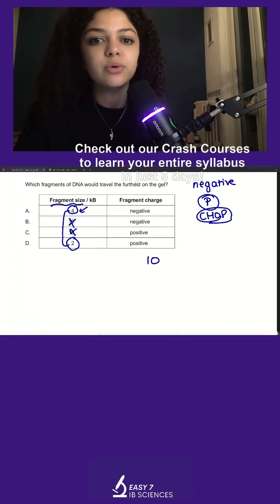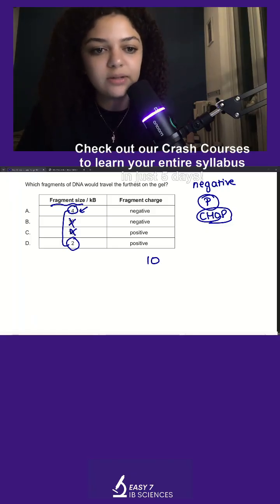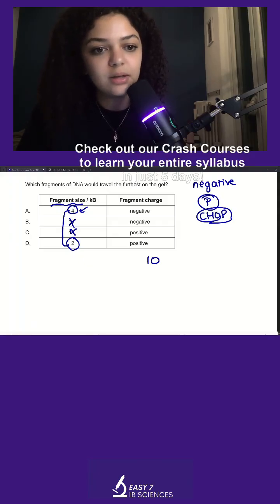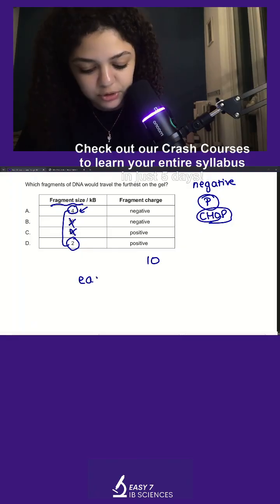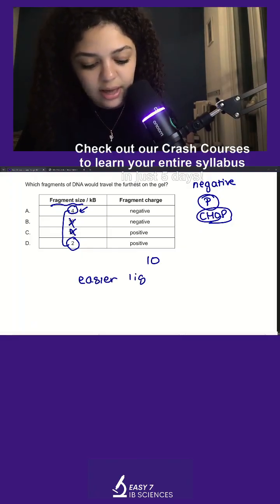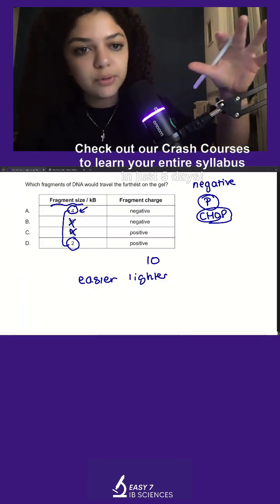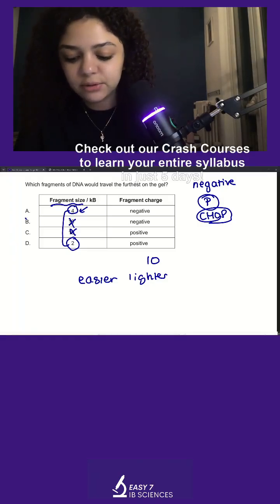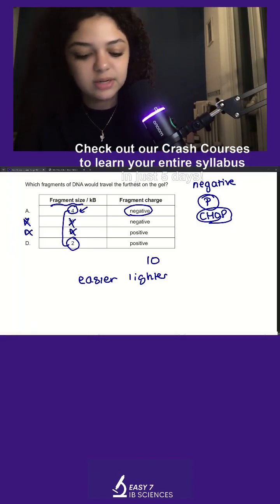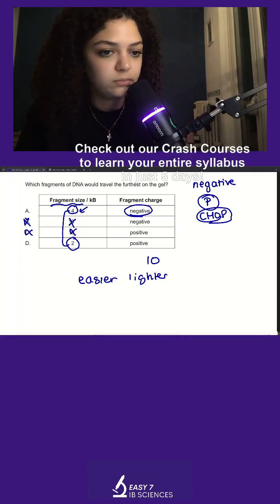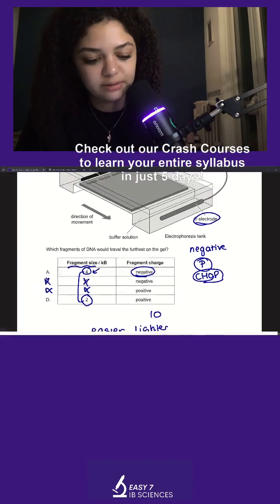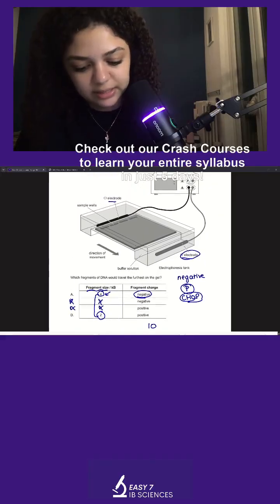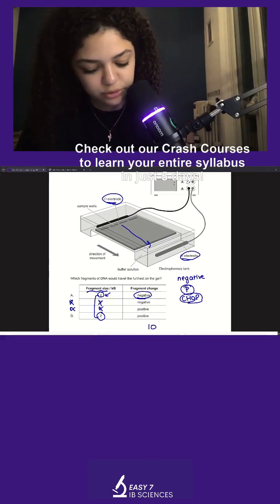Now, if I ask you if it's going to be harder to push a heavy weight or a lighter weight, you're going to say it's easier to push a lighter fragment. And that's why a lighter fragment travels further, because it's not as heavy and therefore doesn't drag as much. That's why I can cross out B and C. And we know it's going to be the fragment with a negative charge, because negative on negative will oppose and move towards that positive charge.